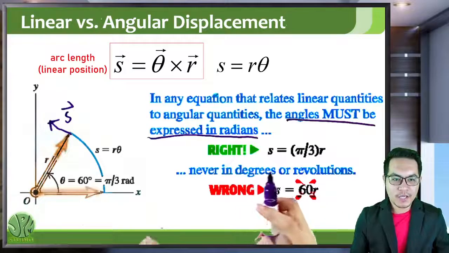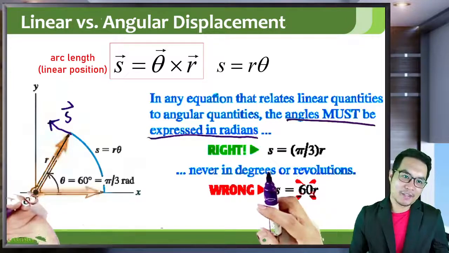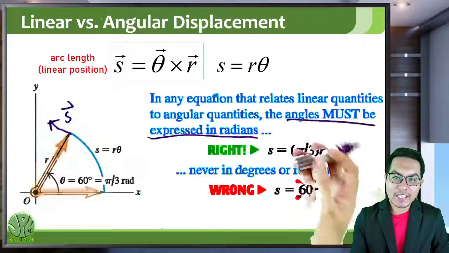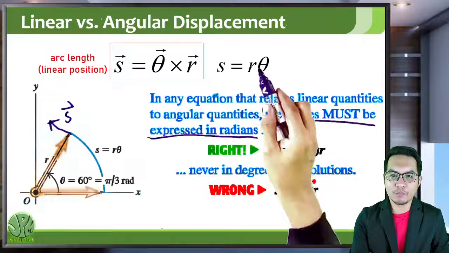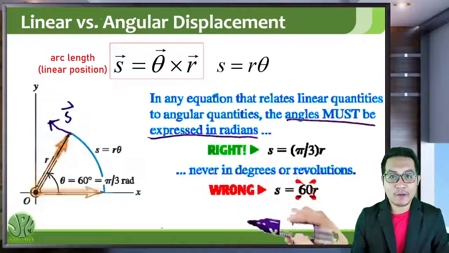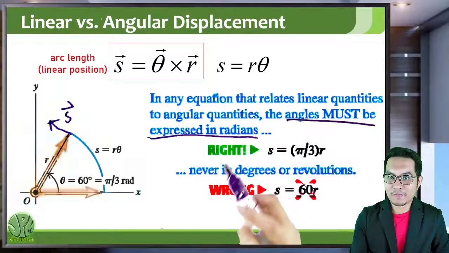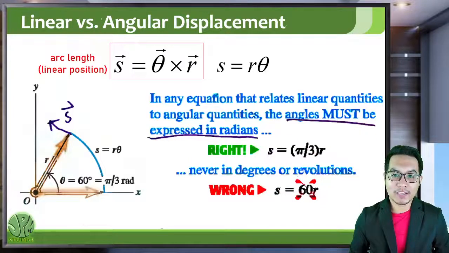So of course, the total arc length is when theta is equal to 360 degrees or 2 pi. In that case, the total arc length is 2 pi times r, or 2 pi r, which is just the circumference of the circle. So the total arc length s for theta equal to 2 pi is just the circumference of the circle, 2 pi times r, or r times 2 pi. Okay.